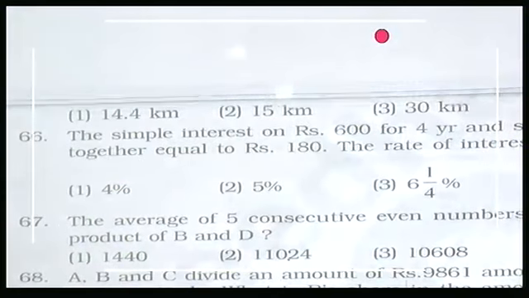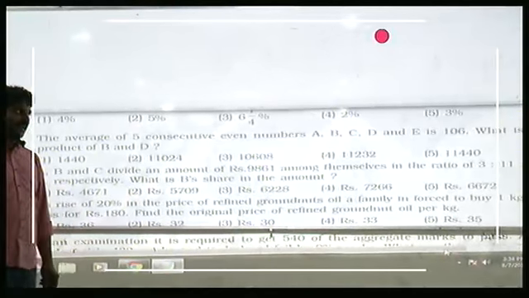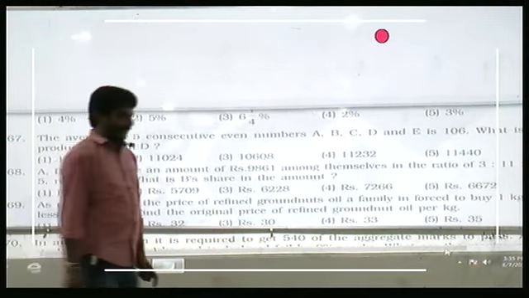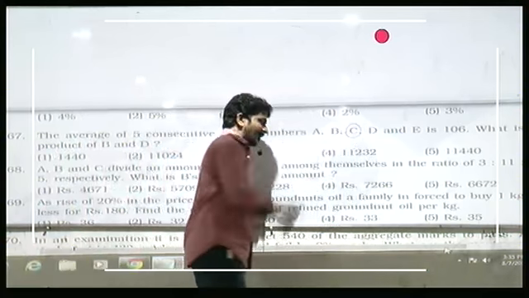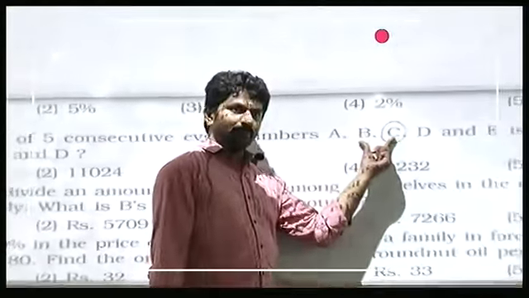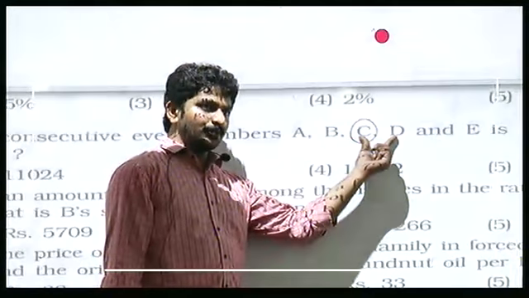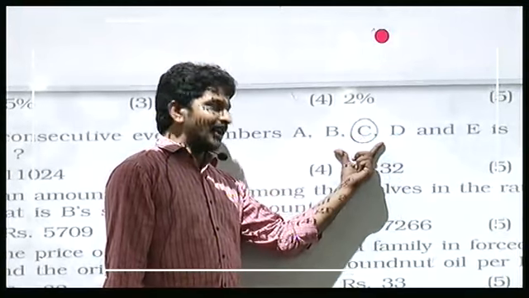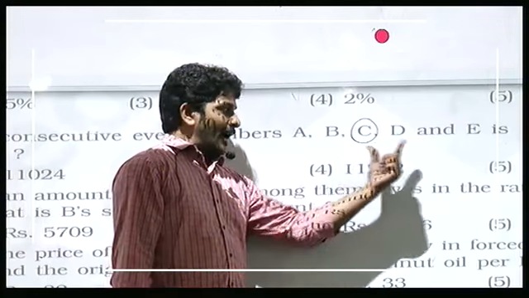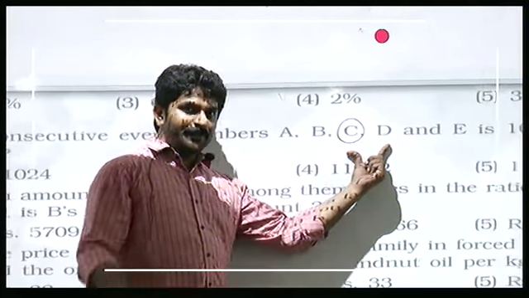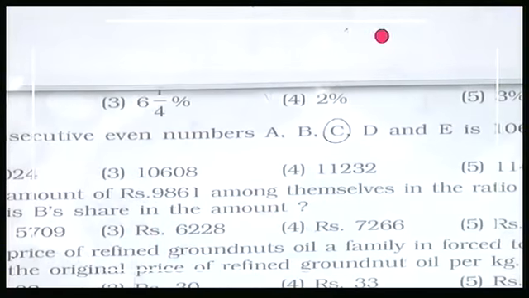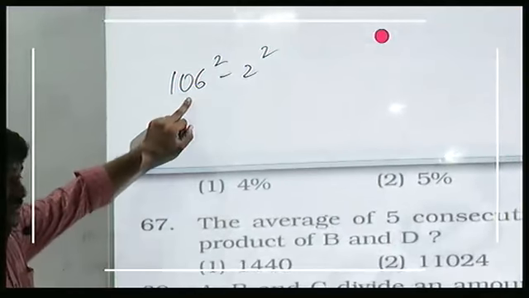Next, 67. The average of 5 consecutive even numbers A, B, C, D, E is 106. For 5 consecutive numbers, the middle number is the average. So C is 106. Yes or no? And what is the product of B and D? Difference between B and C is 2, C and D also 2. So you are asked to calculate the product of 106 minus 2 and 106 plus 2. (a plus b) into (a minus b) is a square minus b square. 106 whole square minus 2 square. This is more than 100.